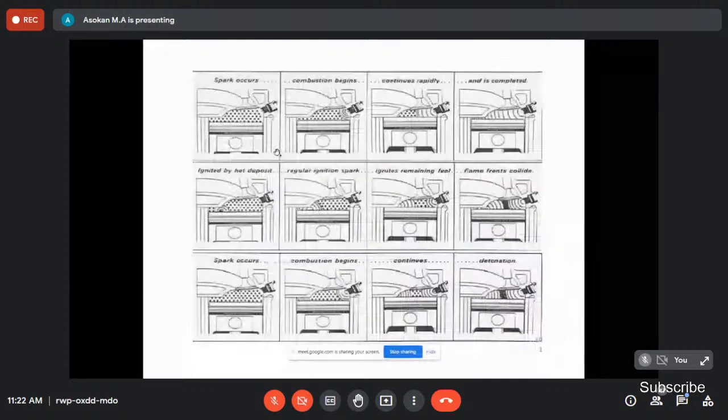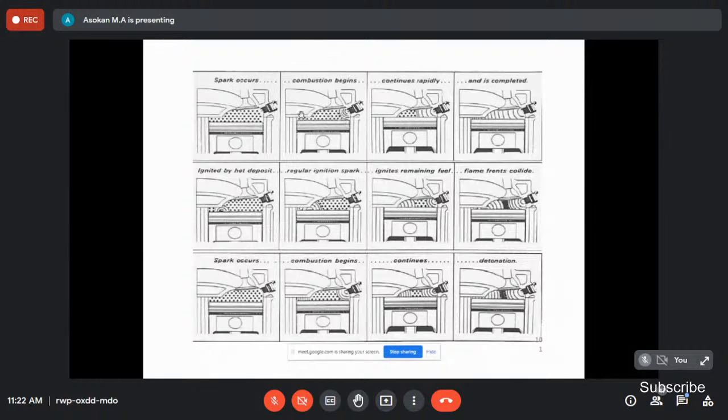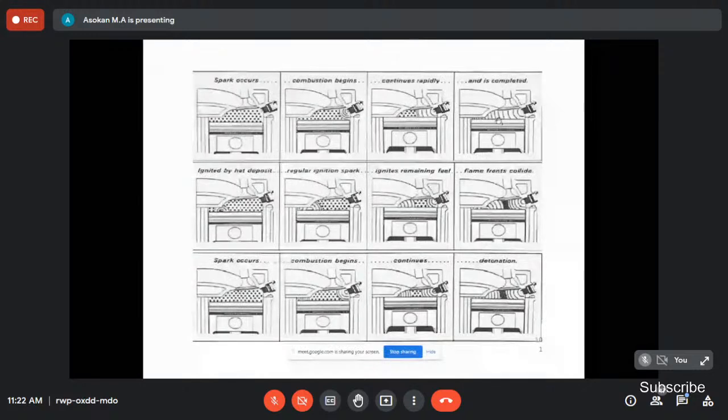Spark, okay, the spark occurs. After the spark occurs, combustion does not take place immediately. The next stage, combustion begins. In between, it is the ignition lag. So once the flame travels across the combustion chamber, slowly it ends, right? But the second figure, see the second one.